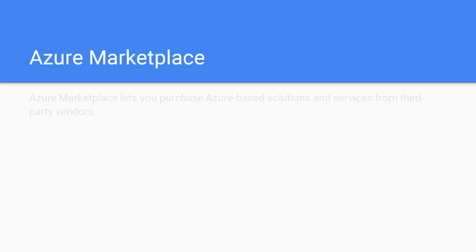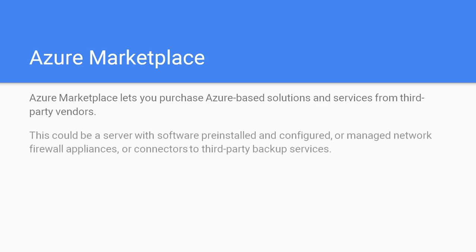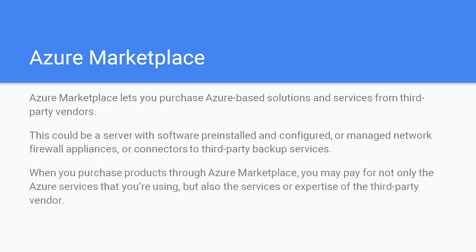Azure Marketplace. Azure Marketplace lets you purchase Azure-based solutions and services from third-party vendors. This could be a server with software pre-installed and configured, or a managed network, firewall appliance, or connectors to third-party backup services. When you purchase products through Azure Marketplace, you may pay for not only the Azure services that you are using, but also the services or expertise of the third-party vendor. Billing structures are set by the vendor.